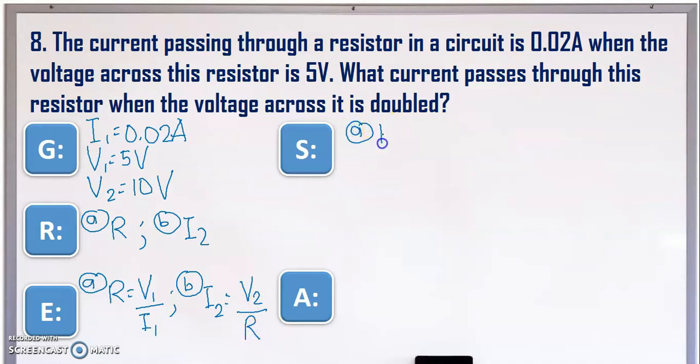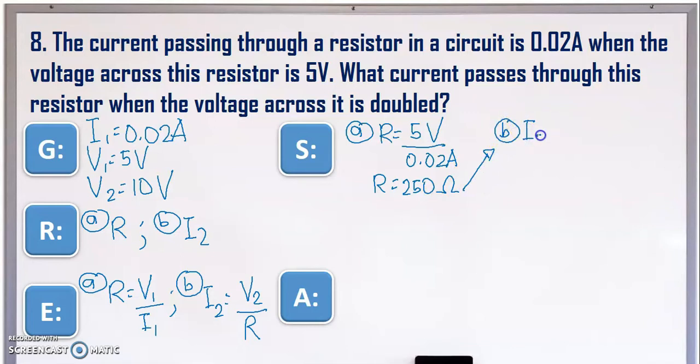Solution A. R is equal to the initial value of voltage, which is 5 volts, divided by the initial value of current, which is 0.02 ampere. By dividing the two, we'll get the value of the resistance, which is 250 ohms. We have to use this computed value to compute for the value of the final current.